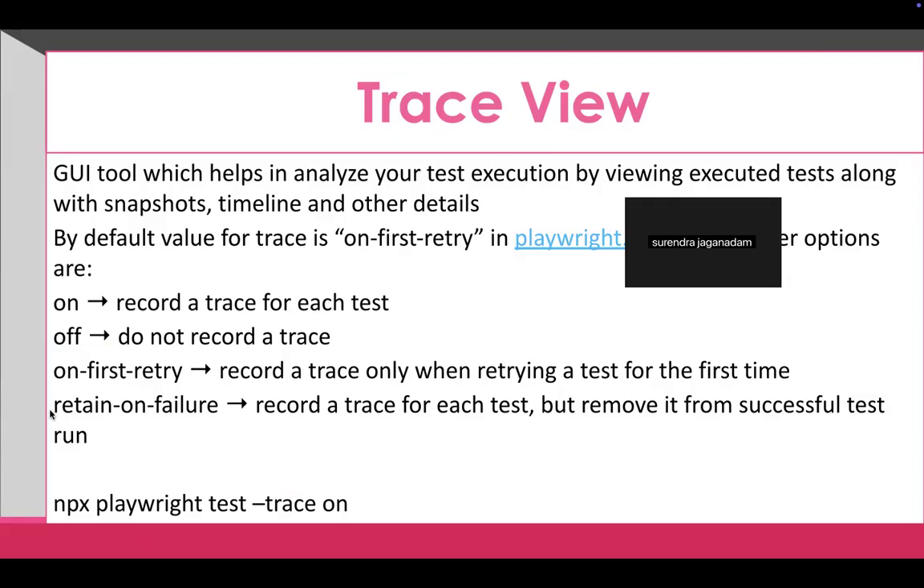The last option that we have is retain on failure. This will record a trace for each test, but remove it from successful test runs. Consider that I ran a particular test with a retry mechanism. Initially it failed, and as it failed, it captured the trace. But because of the retry mechanism, the script got executed one more time, and this time it passed. As it had already passed, it removed that particular trace. So it will retain the trace only if the test failed.